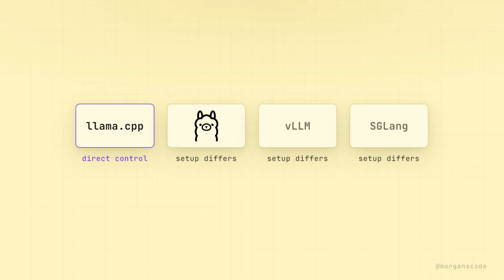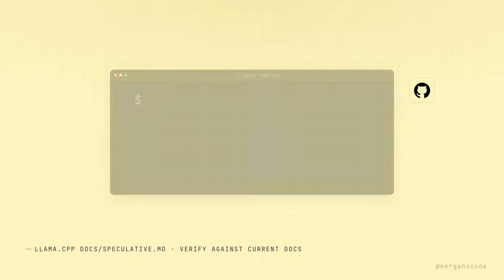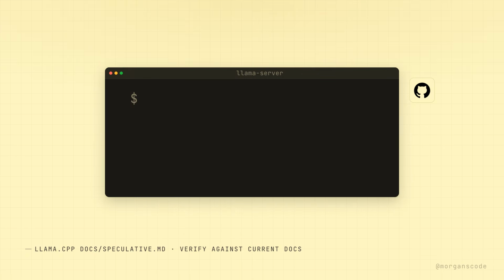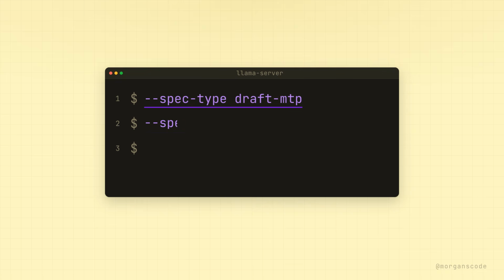I will use llama.cpp here because it gives direct control over the MTP settings. Ollama, vLLM, and SGLang can also support MTP, but their setup is different. In the current llama.cpp documentation, the main setting is spec-type draft-mtp. The basic starting configuration adds 2 more flags, spec-draft-n-max 2, and parallel 1.